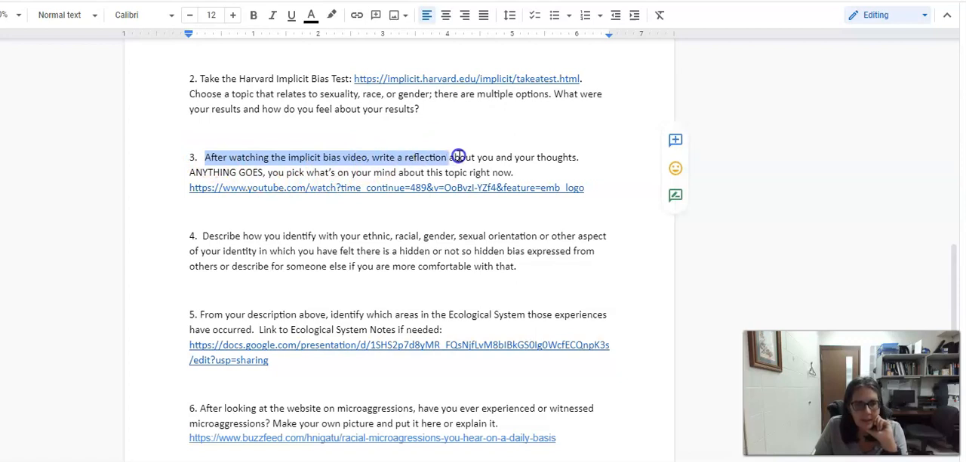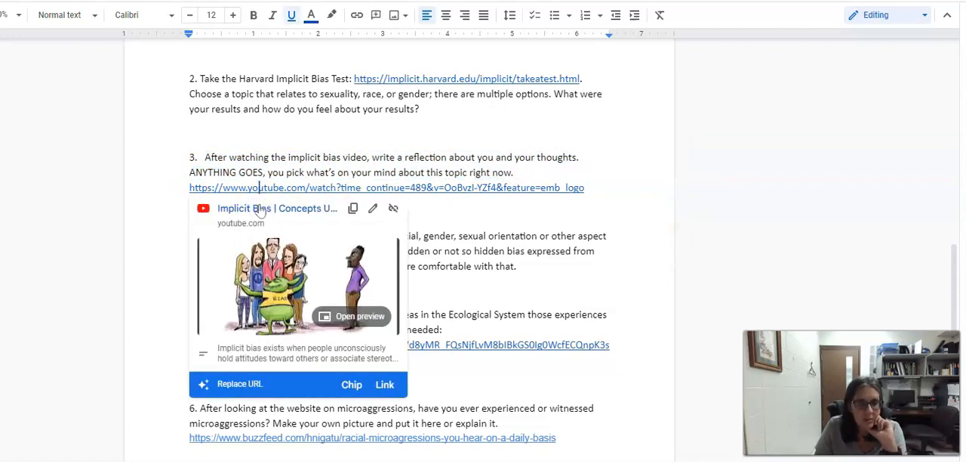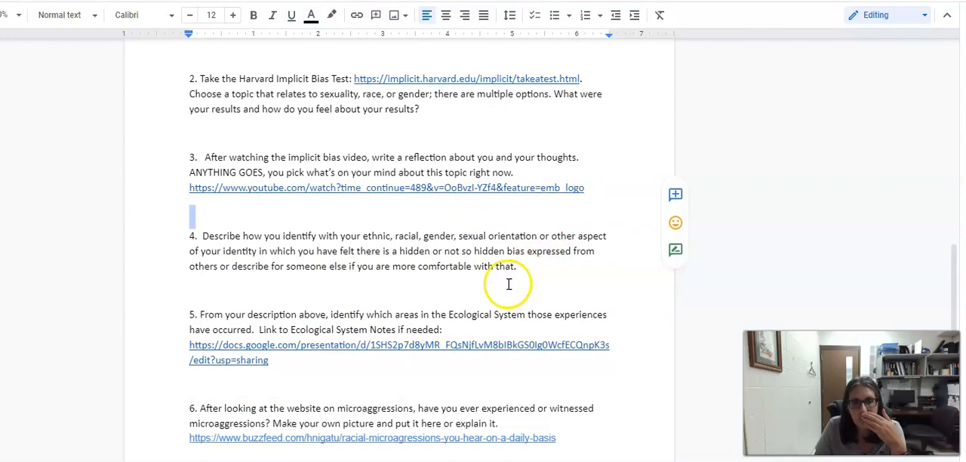Okay, and then write a reflection about you and your thoughts. Again, anything goes related to bias. You can talk about your frustrations with other people's bias. You can talk about biases that you might have, anything that works for you. Number 4, describe how you identify with your ethnic, racial, gender, sexual orientation, or other aspect of your identity where you felt there is a hidden or not so hidden, sometimes really overt bias expressed by others. Or describe someone else. If you're not comfortable with these heavy topics with yourself, you can talk about someone else that you know who has gone through something. Or if you just can't think of something within yourself, go ahead and do that.